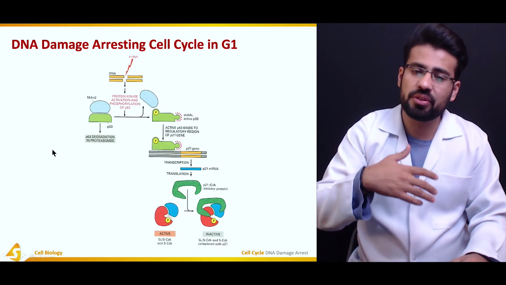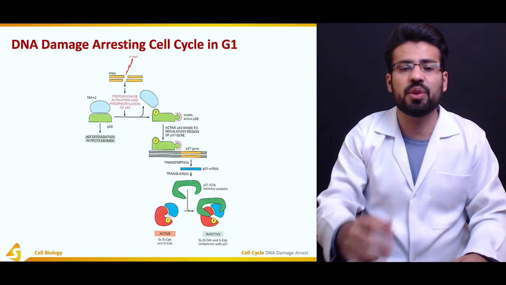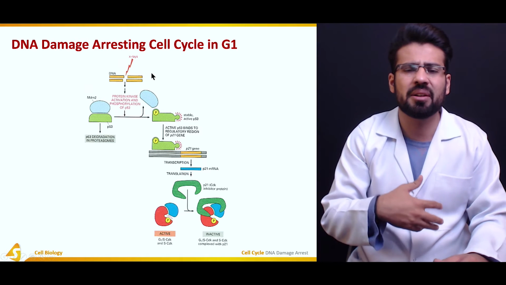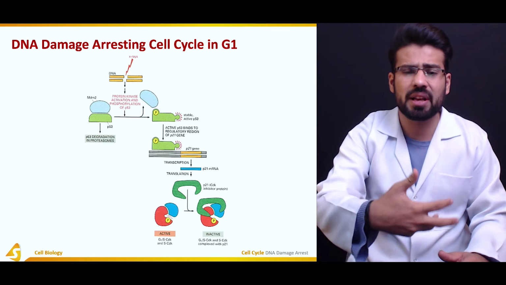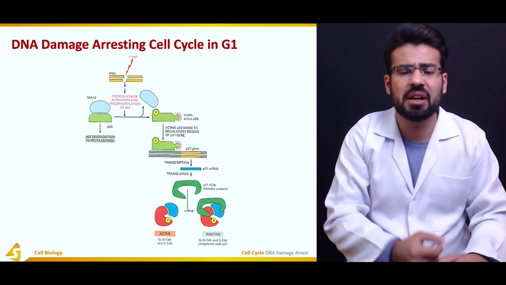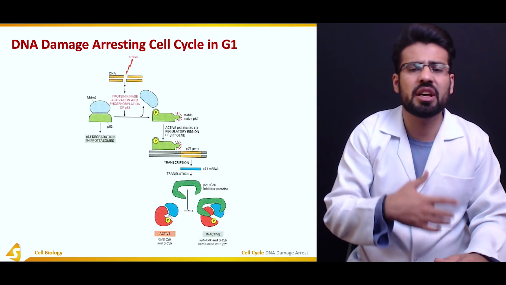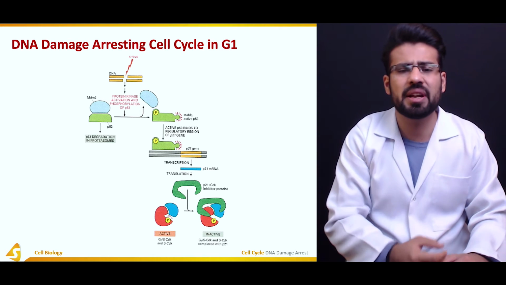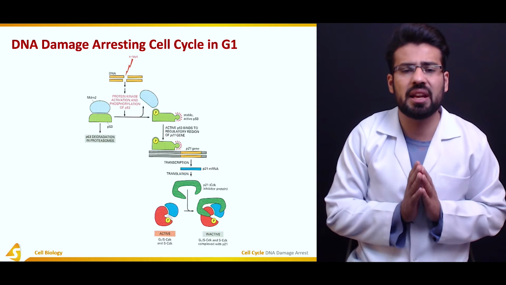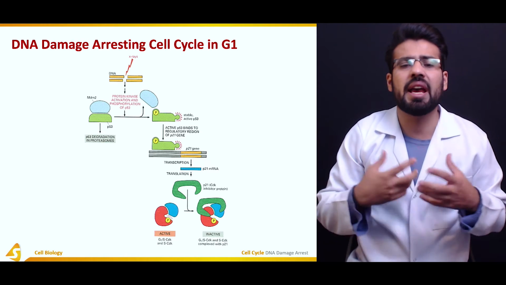Talking about the DNA damage arresting the cell cycle in the G1 phase, we have the DNA damage. The DNA damage can be caused by an error in the proofreading capacity of the DNA polymerases. It can be caused by extracellular photons, such as X-rays or ultraviolet rays. What happens when the X-rays cause damage to the DNA? The protein kinases are activated.